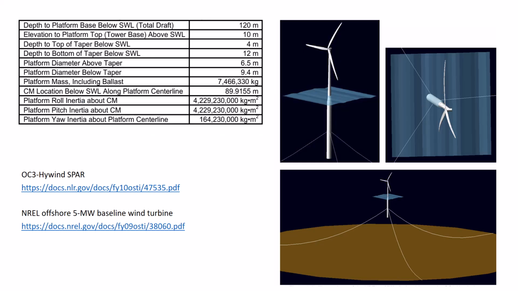You can see the turbine on the screen. So this is basically a tall cylinder-shaped spar buoy. And on the table, we've mentioned the general sizing as well as the inertia properties of this floater. If you are interested to have a look at the complete hydrodynamic properties of this, have a look at this link. And if you're interested to know more about the 5 megawatt wind turbine on top of that, have a look into this file.